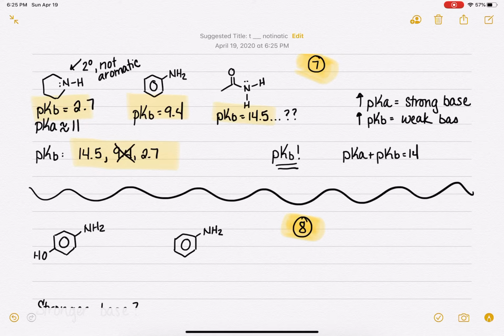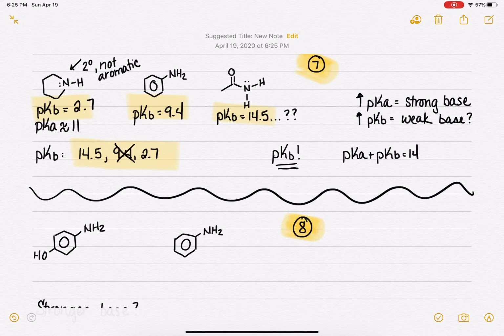And would that make sense for this molecule? Is this molecule really excited about getting protonated? Not particularly. This molecule's got some resonance going that's going to give the lone pair of electrons on the nitrogen another place to go, and it's not necessarily excited about doing a protonation. So to me, that's definitely a logical ranking for these 3 molecules.